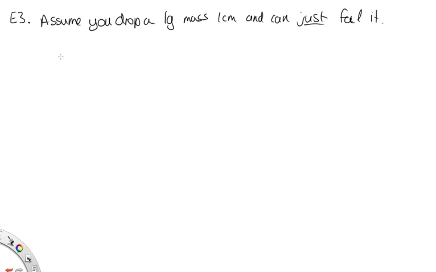Well, the energy in that drop is given by the gravitational potential energy, so mgh. So this is equal to 1 times 10 to the minus 3 times g, which is 9.8, times the height, which is 10 to the minus 2. And so this is equal to 9.8 times 10 to the minus 5 joules.